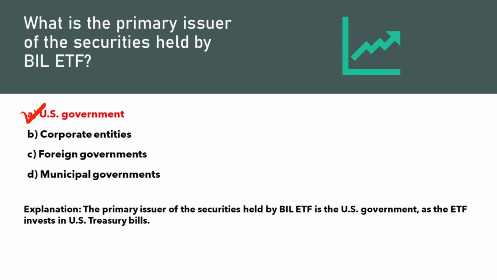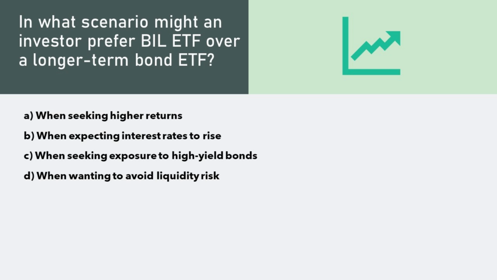Answer: A. U.S. Government. Explanation: the primary issuer of the securities held by BIL ETF is the U.S. government, as the ETF invests in U.S. Treasury bills. In what scenario might an investor prefer BIL ETF over a longer-term bond ETF?